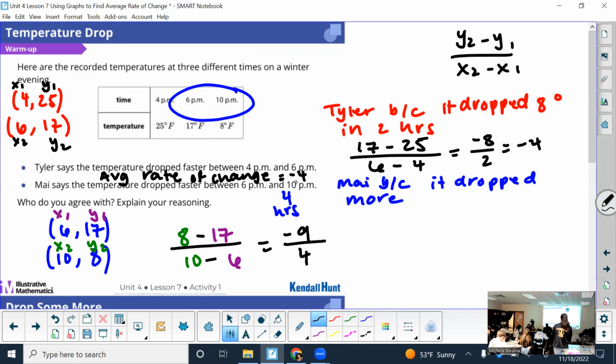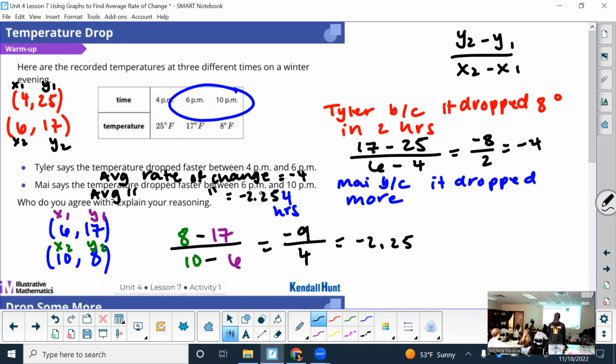Now it's hard to compare a whole number to a fraction. So let's actually make that a decimal. It's not 4.5. So 2.25, negative 2.25. At least that's what I remember from earlier. Someone can correct me. So average rate of change for that one is negative 2.25.